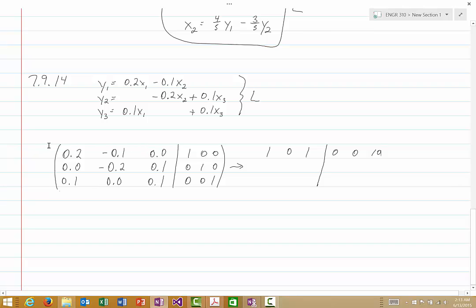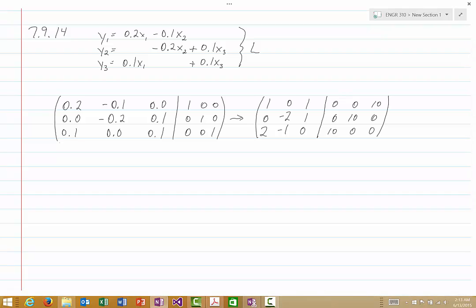Now I switched that with the first row, so let me put the first row down here. We're going to multiply the first row by 10 and switch it with the last row. We'll get 2, negative 1, 0, 10, 0, 0. And finally, the second row, I'm leaving where it is, but I'm multiplying it by 10 as well. So we get 0, negative 2, 1, 0, 10, 0.